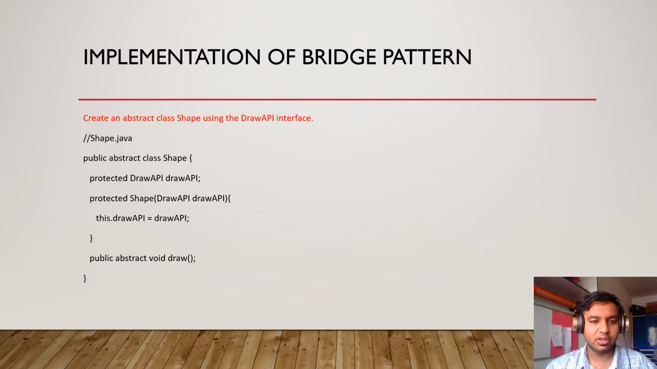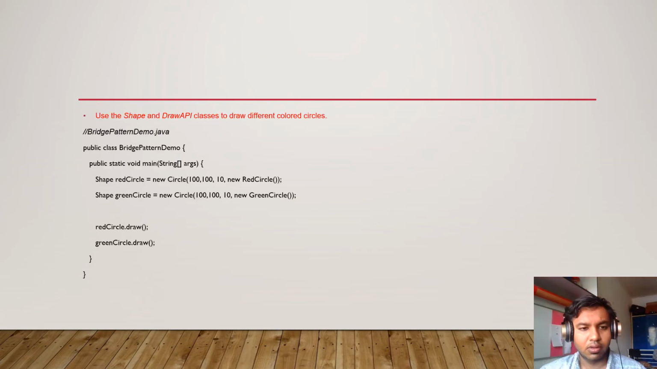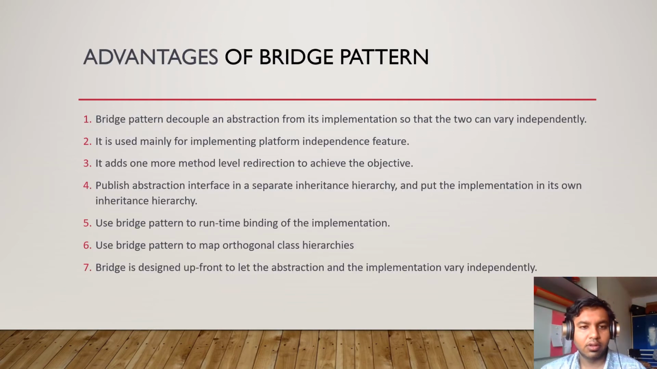Next here is shape.java. We have created the abstraction class shape using the draw API interface here. Last one here, circle.java, is where we have created a concrete class implementing the shape interface in this section. And lastly, we use shape and draw API classes to draw different color circles.